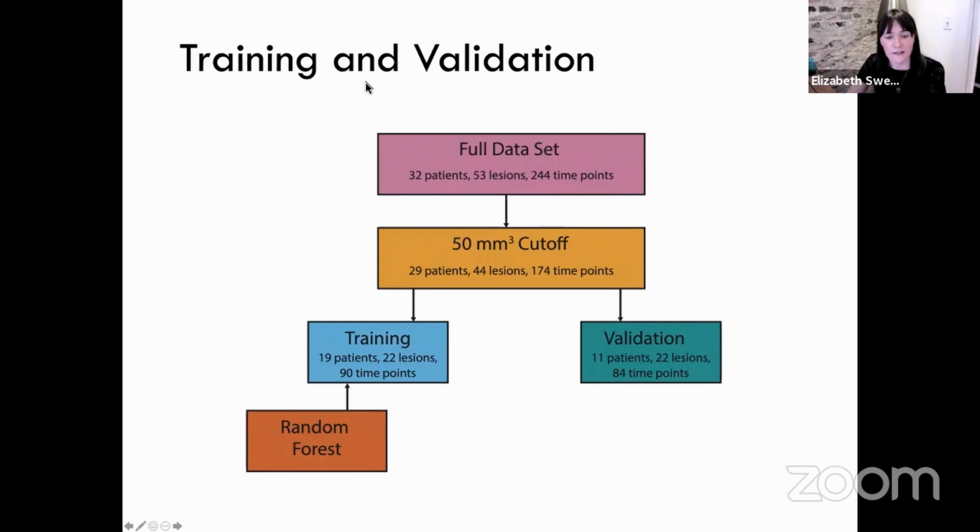We did a training and validation. We started with our full data set. We limited lesions that were 50 millimeters cubed or more. In the paper, you could see this for a number of different size cutoffs, but this was the one that performed the best. And then we randomized 2/3 of the patients to a training and 1/3 to a validation and fit a random forest model.